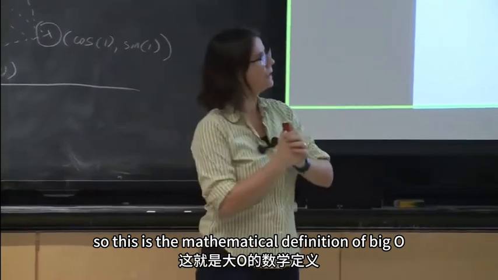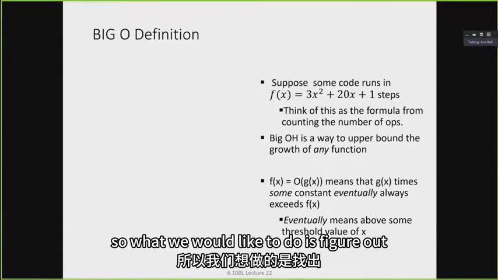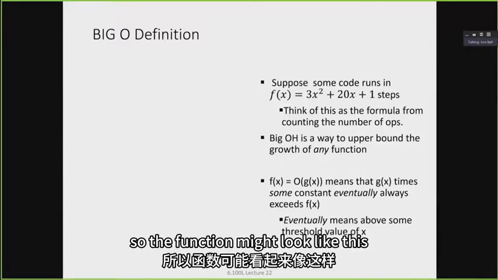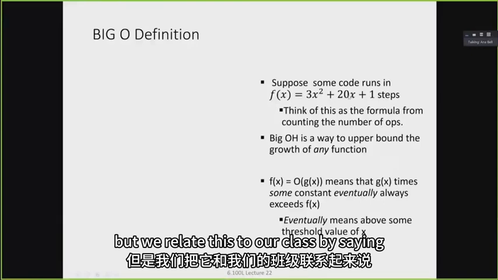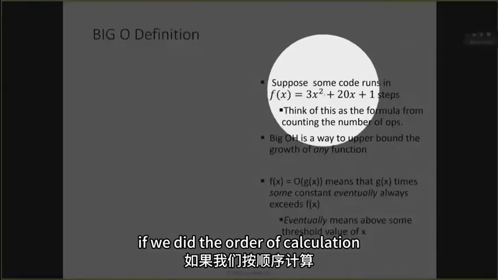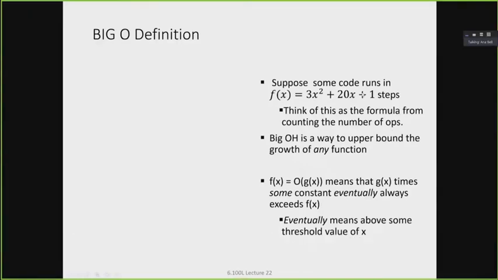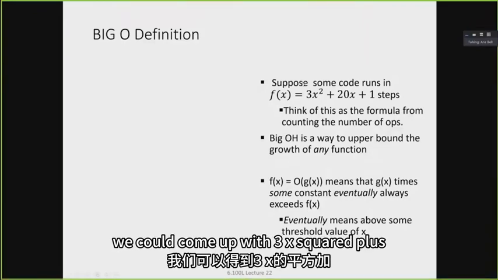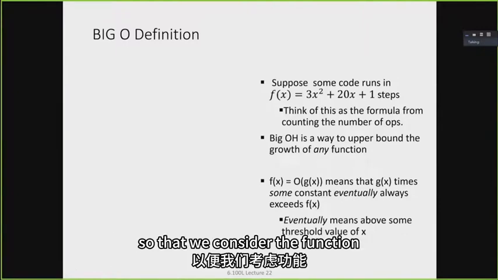All right, so this is the mathematical definition of big O. What we would like to do, there will be a drawing, don't worry, is figure out an upper bound for our function. So the function might look like this. And I know this is just an f, but we relate this to our class by saying, you know what? If we did the number of operations analysis for a function, we could basically come up with something like 3x plus 2. We could come up with 3x squared plus 20x plus 1 for some random function that we wrote. So that we consider the function.